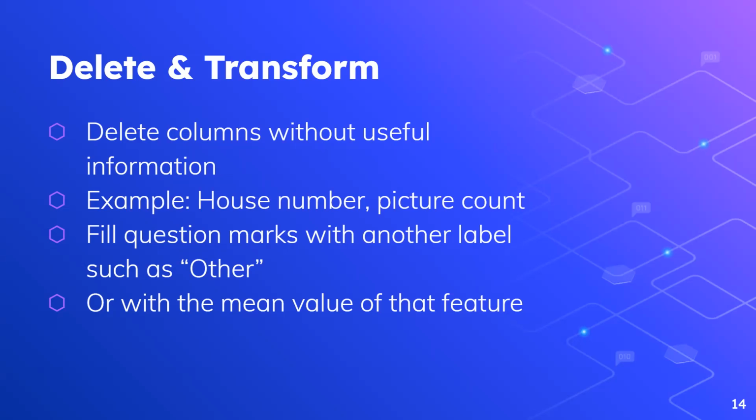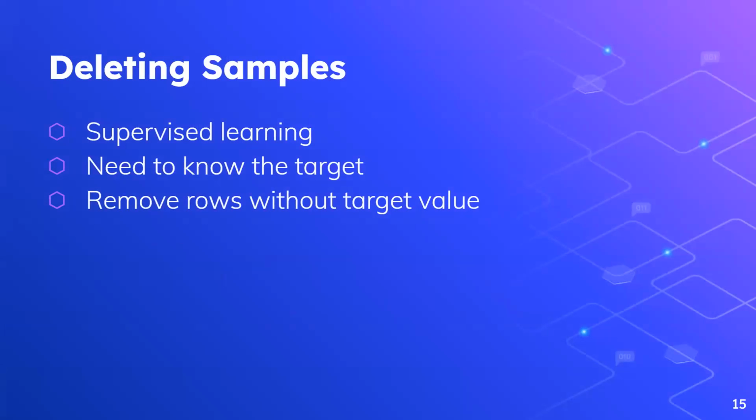And continuous features that still have remaining missing values can be filled with the mean value of that feature. Also, we discovered that there are some samples that don't contain the target value. I'm sorry for not taking a screenshot. Since we are doing supervised learning and we need to know the targets, we can just delete those samples. They are useless to us, we think.